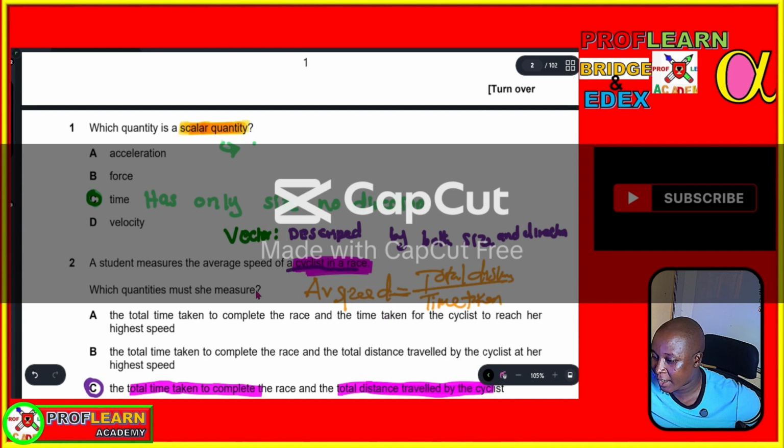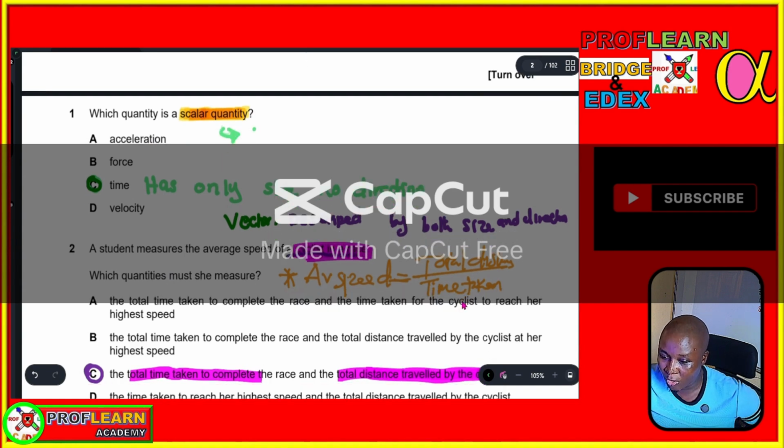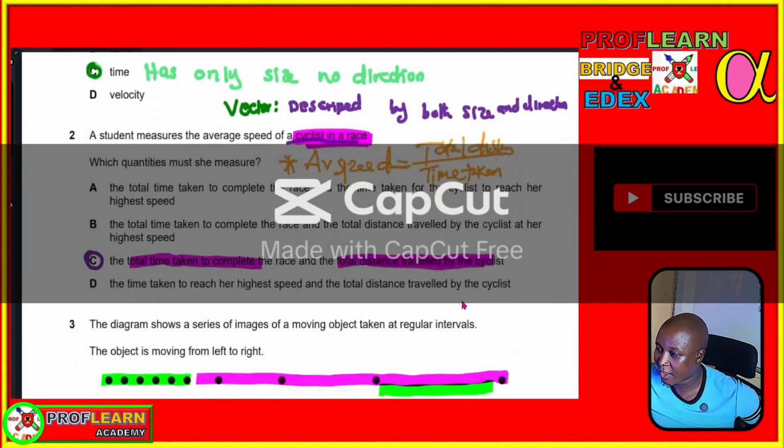And then another aspect is average speed. Average speed is total distance over time taken, and that is going to be part C in that case.